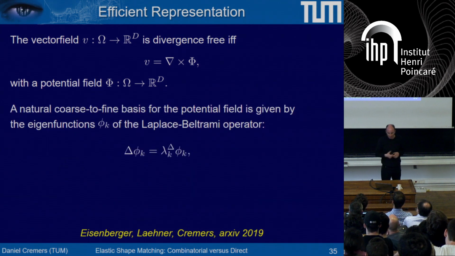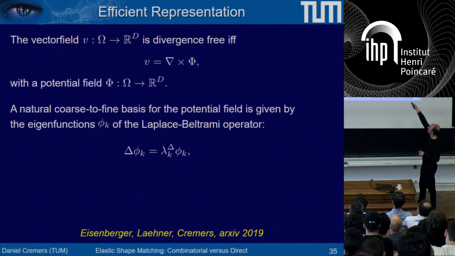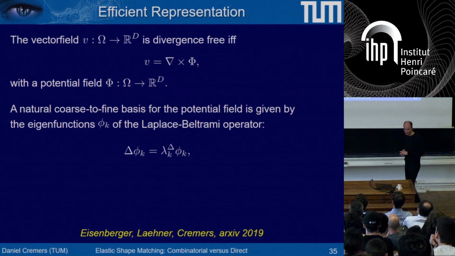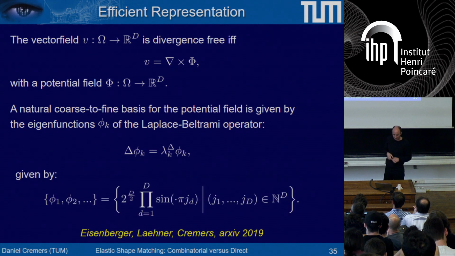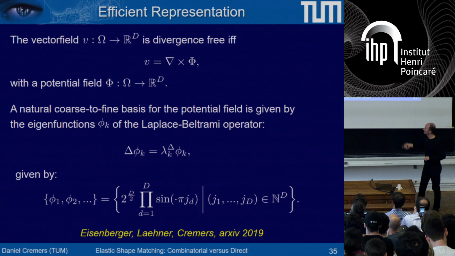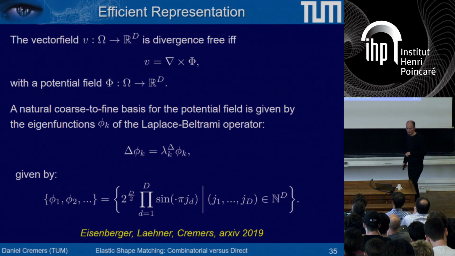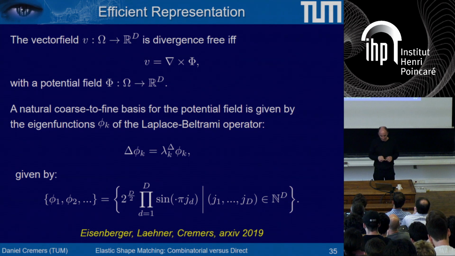Now, how do we search for suitable potential fields? What we do is we choose this Laplace-Beltrami eigenspace as a basis. This is a rather natural basis when you talk about 3D shapes. So these are the eigenfunctions phi k to the Laplace-Beltrami operator. And in fact, in our setting with suitable boundary conditions, you can actually write down these eigenfunctions explicitly. This is what they are.